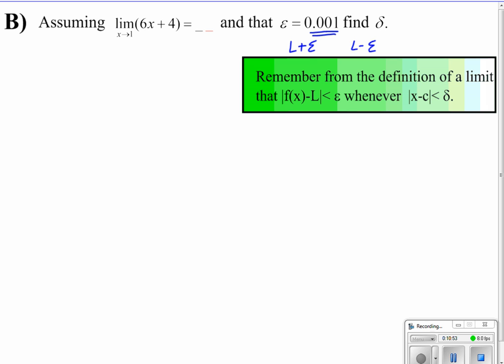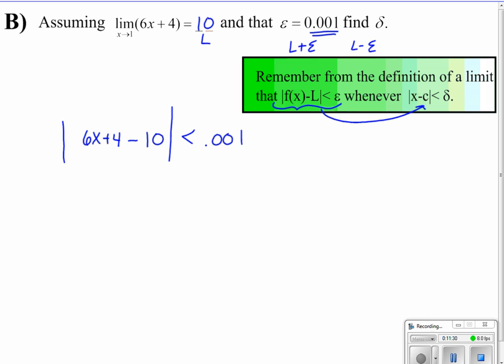This is an easy limit to find. Put in 1, I'd have 6. 6 plus 4 is 10, so there's our limit. For these problems, let's start with the conclusion and then work our way back to the hypothesis. So I'm going to set it up. I know that it goes |f(x) minus L|. I need my function's output, 6x plus 4, minus my expected limit of 10 to be within a certain distance. And that distance of epsilon was defined for us as a thousandth.